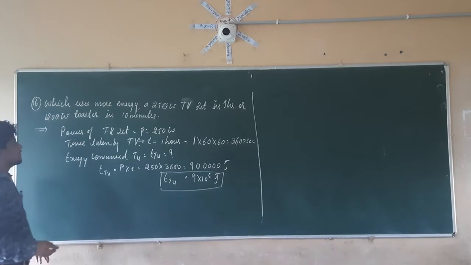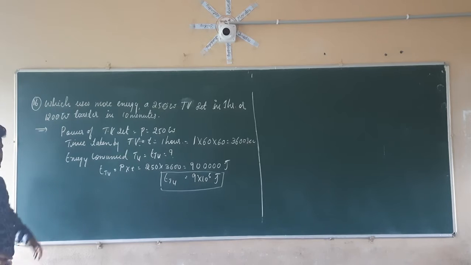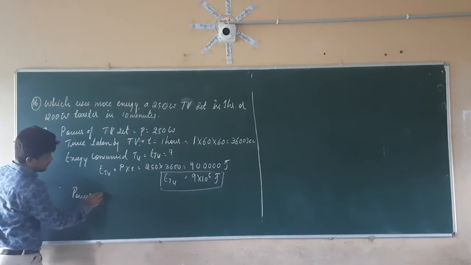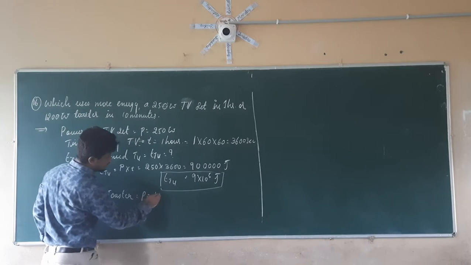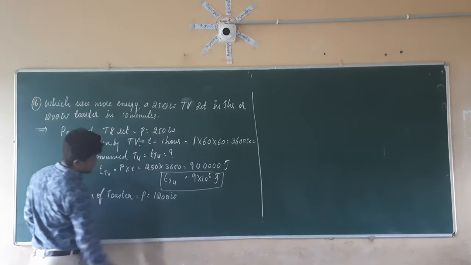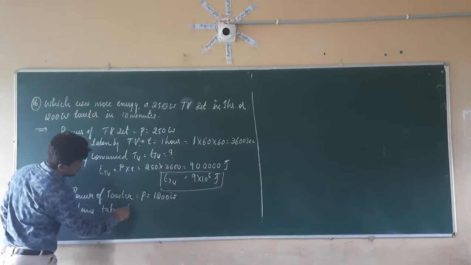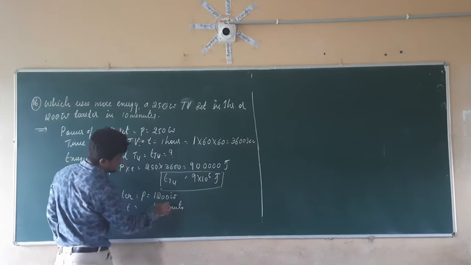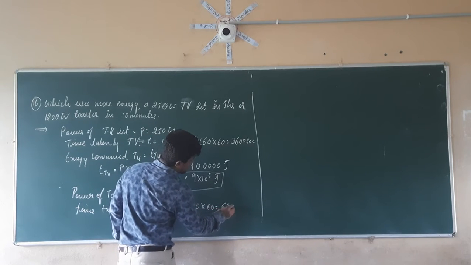In the same manner, we have to calculate the energy consumed by the toaster, if its rating is 1200 watt and it is consuming the energy for 10 minutes. Therefore, power of the toaster, P, is equal to 1200 watts. The time taken by the toaster, T, is equal to 10 minutes, which in seconds is 10 into 60, equal to 600 seconds.